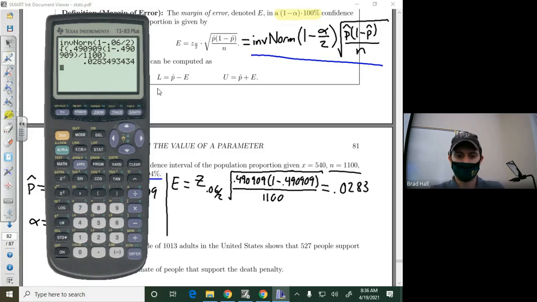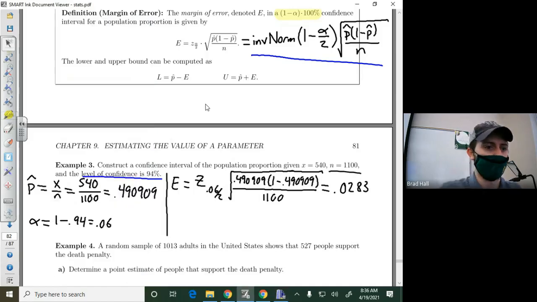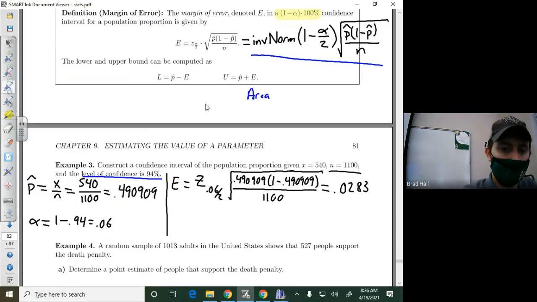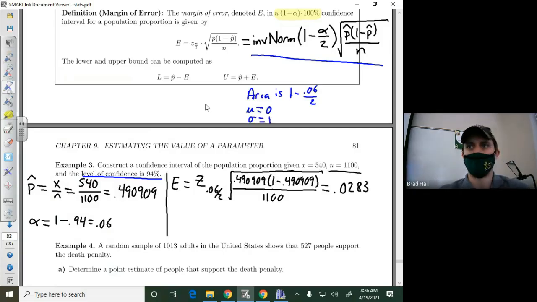Yes, so see if I can fit this on the screen somewhere. I keep forgetting there's some of you with fancier calculators. The area is 1 minus 0.06 divided by 2. Mu should be default at 0, and sigma should be default at 1. And then we plug in the rest of the formula after we hit enter.